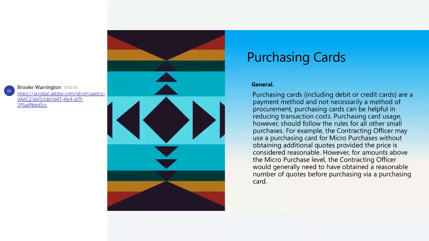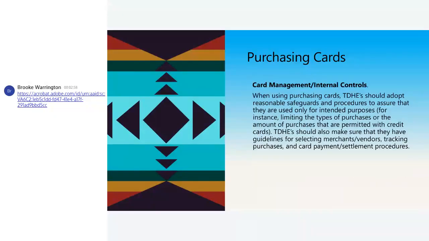So make sure that even if you're using a card, you're following your procurement process and policy. So the cash management, your internal controls, when you're using a purchase card, your TDHE should adopt reasonable safeguards and procedures to ensure that they are only used for intended purposes. For instance, limiting the types of purchases or the amount of purchases that are permitted with credit cards. TDHEs should make sure that they have guidelines for selecting merchants, vendors, tracking purchases, card payments, and settlement procedures.